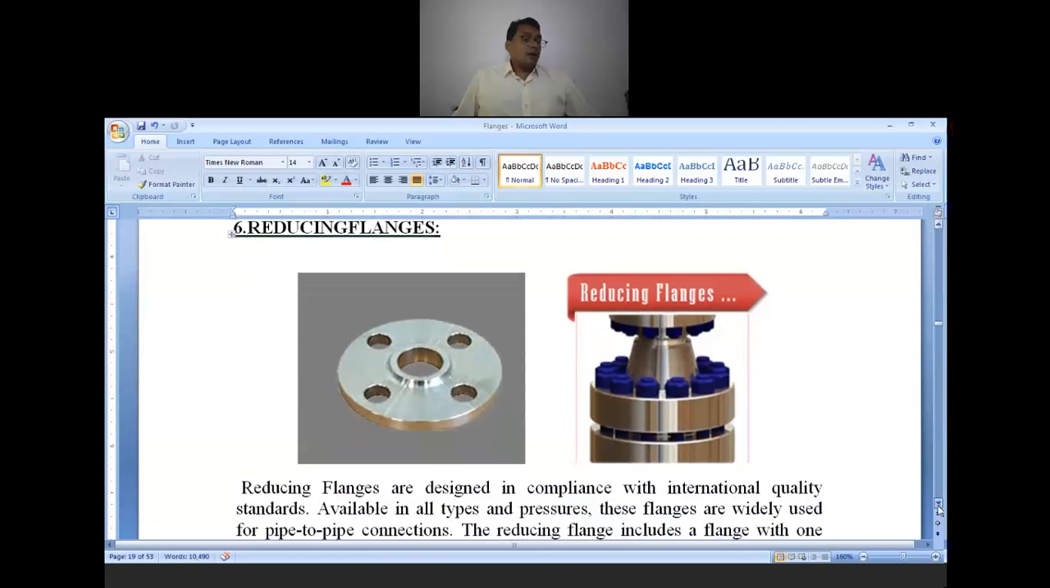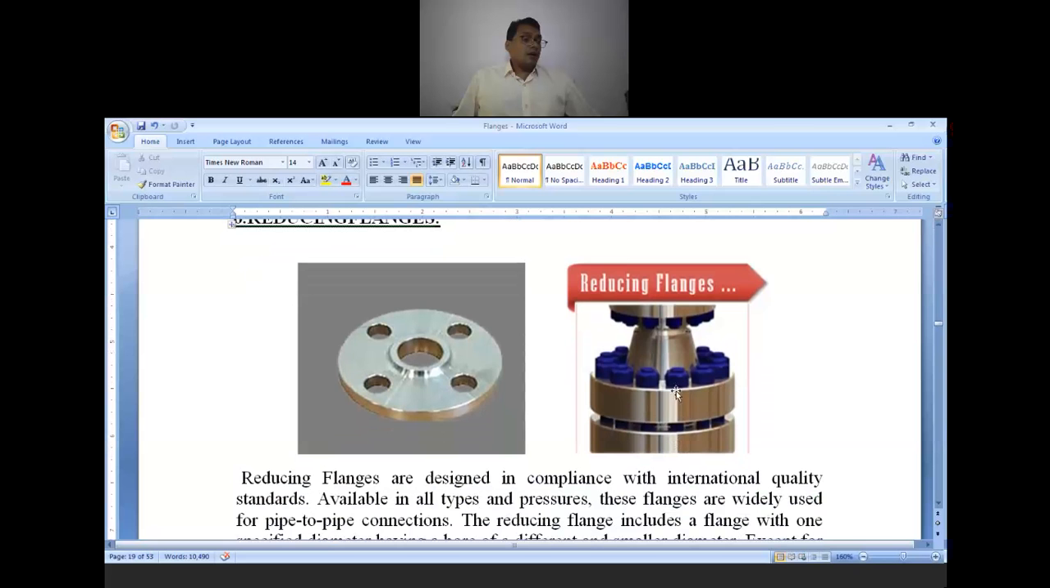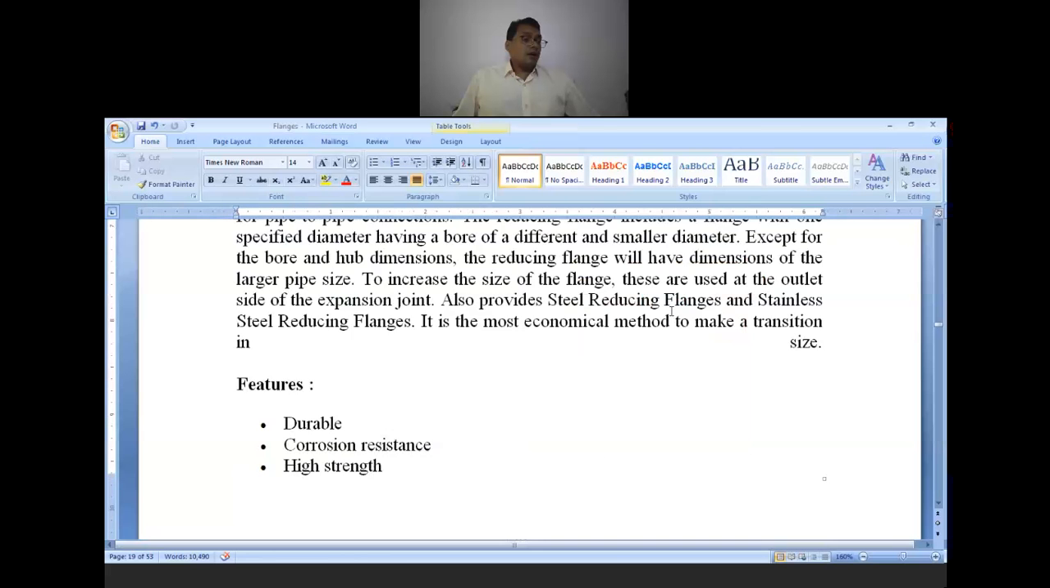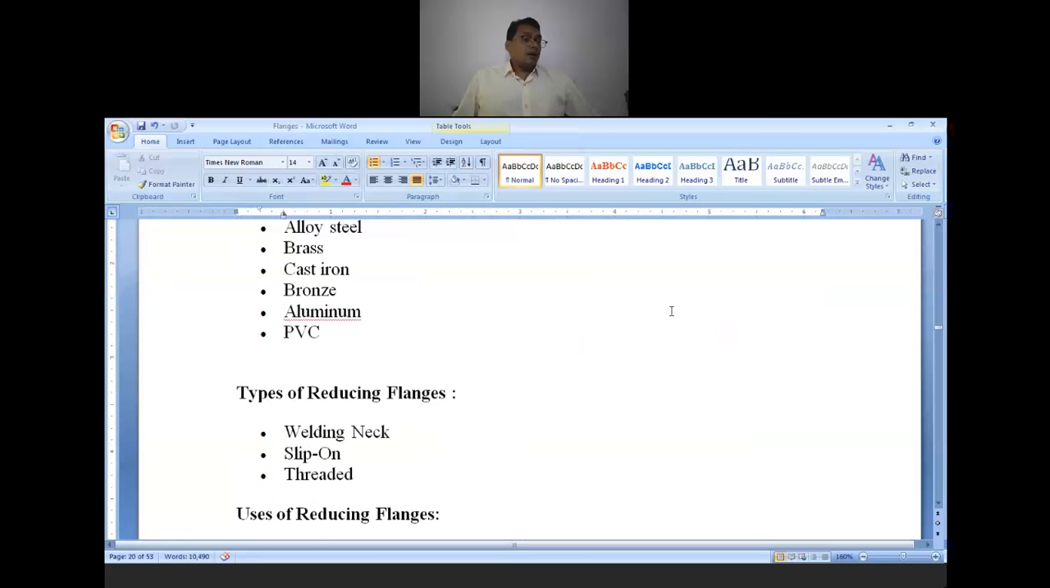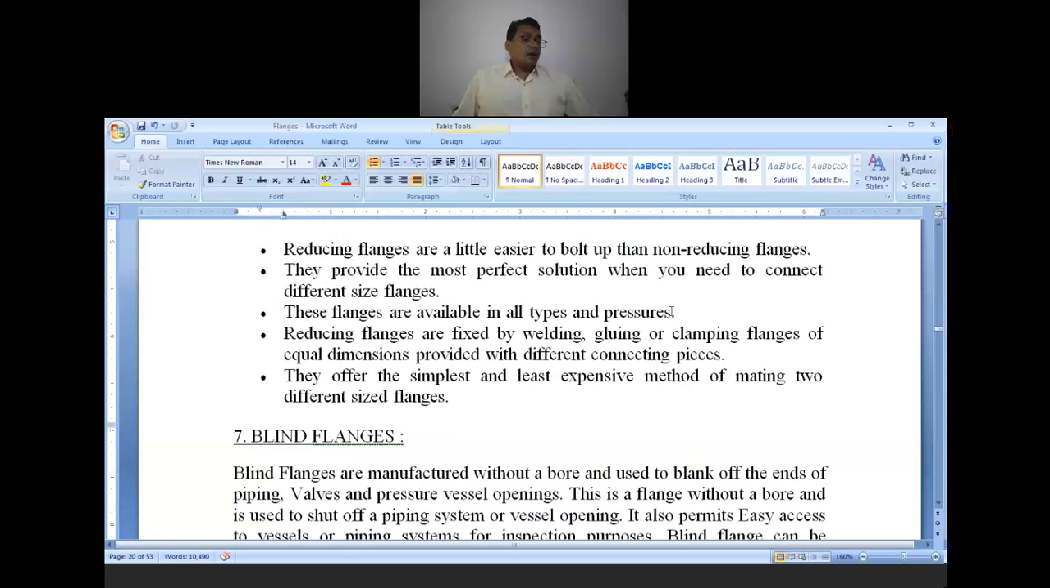Then the reducing flanges. Here the pipe dimensions are changed. On one side the pipe diameter is higher, on the other side the pipe diameter is less. So the pipe diameter is reduced. So these are the reducing flanges. In case of reducing flanges, it can be a welded neck flange, slip-on flange, or threaded flange.